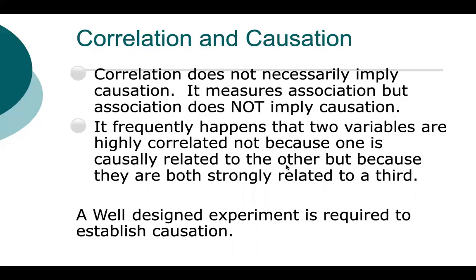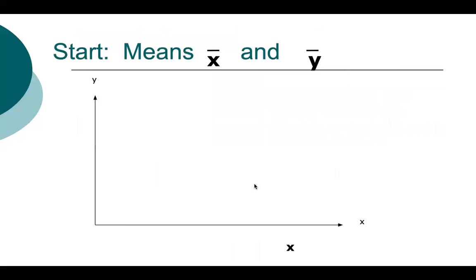Watch out for causation. Correlation does not imply causation. It measures association. It frequently happens that two variables are highly correlated, not because one is causally related to the other, but because they're both strongly related to a third. A well-designed experiment is required to really establish causation.